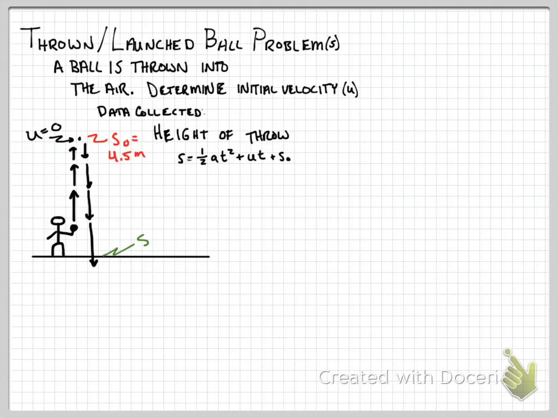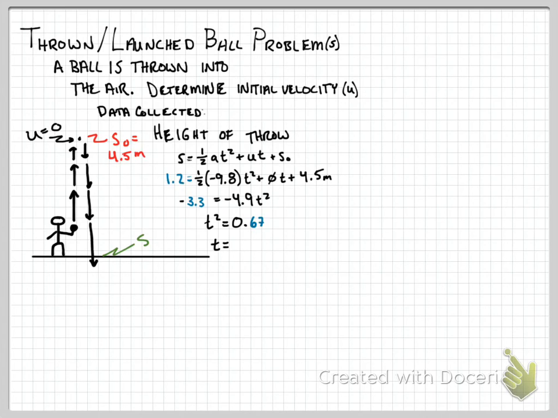The first thing we want to do is determine the time. In order to do that, we're going to assume that our initial height is 1.2 meters, our final height is 4.5 meters, we have an acceleration of gravity of negative 9.8, and our maximum, or our velocity at the very top, is going to be 0 meters per second.